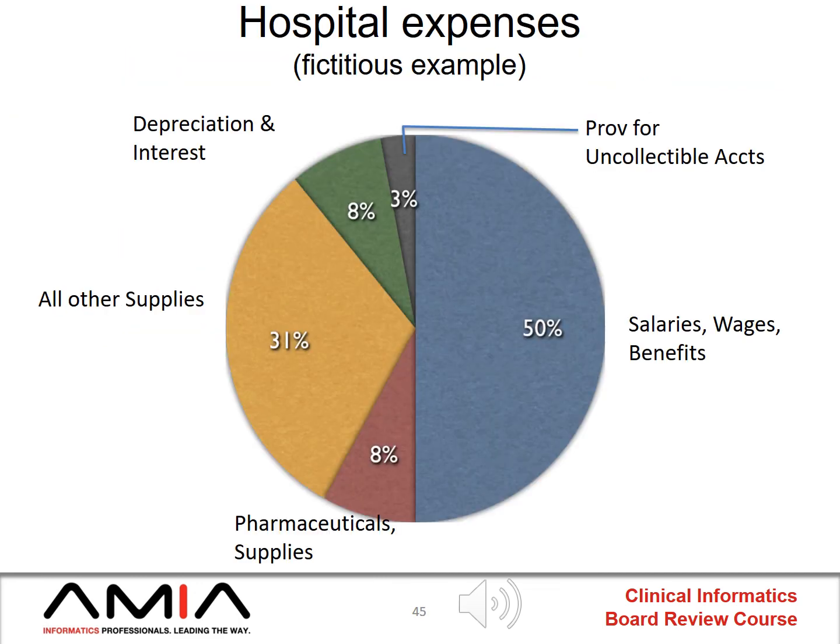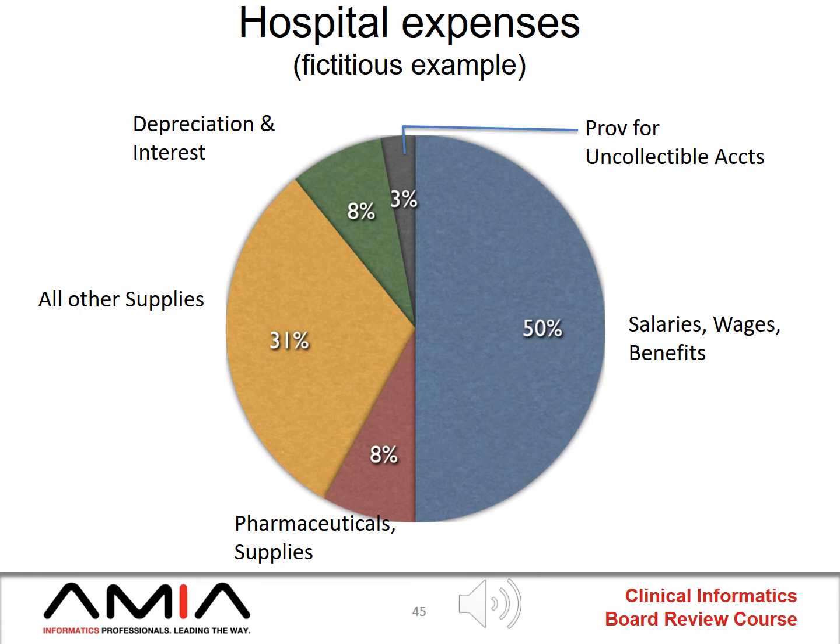And here is a pie chart of the hospital expenses for a fictitious organization, but the principles are likely similar for your own organization. And you can see here the point that we made in the quiz, that salaries, benefits, and wages account for about half of the expenses for this hospital. Pharmaceuticals about 8%, other supplies 31%, depreciation and interest, which we've discussed previously, 8%, and then 3% for uncollectible accounts.